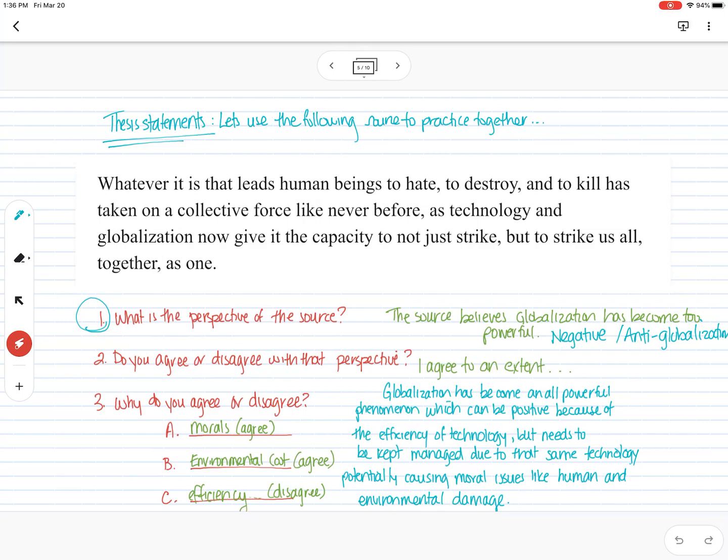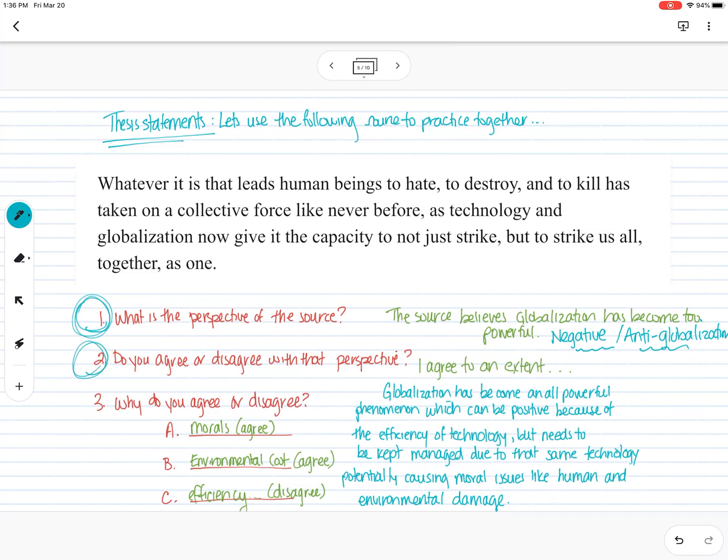So if we look at our source: "Whatever it is that leads human beings to hate, to destroy, and to kill has taken on a collective force like never before, as technology and globalization now give it the capacity to not just strike, but to strike us all together as one." Obviously, one of the first things that we're going to have to do is decide the perspective of the source. When I look at this source, I'm saying that the source believes globalization has become too powerful. So really, it's presenting a negative, or anti-globalization, perspective.